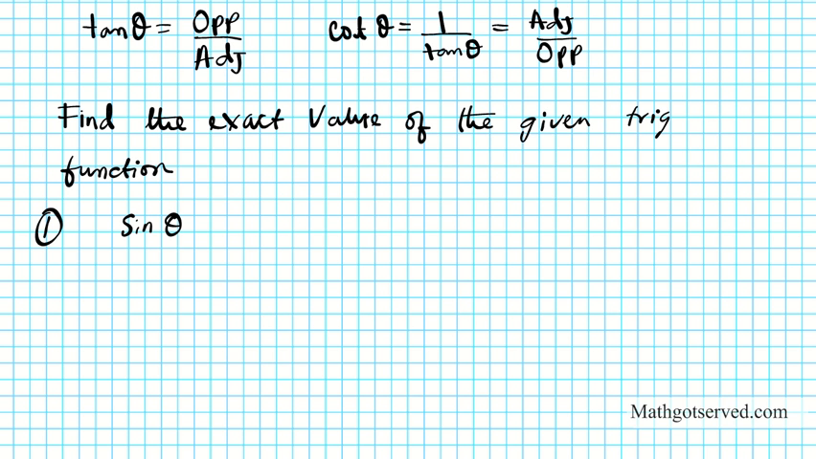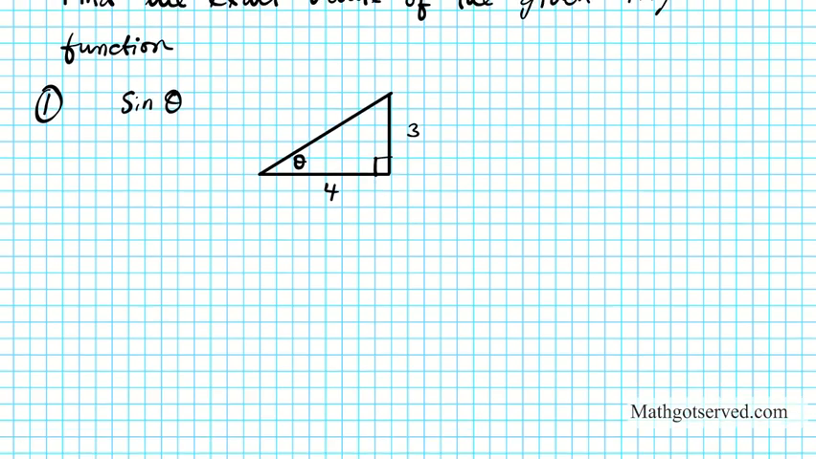Let's say we have a right triangle with the following orientation. Go ahead and sketch this right triangle. Two angles are indicated here, the reference angle theta and the right angle, 90 degrees. This side is 3 and this side is 4. The goal is to find sine theta. Alright, so what is sine theta?